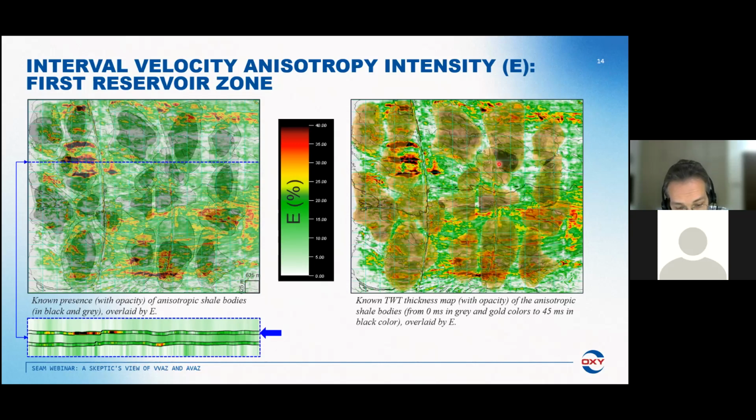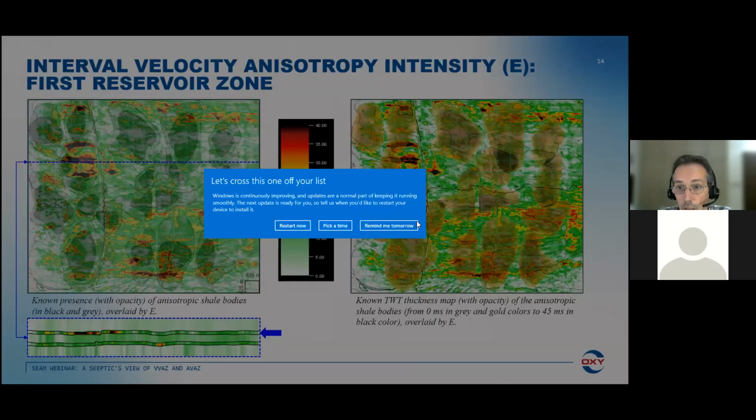Some discussions in the literature say that this is not a typical shale body thickness, and of course we cannot see the VVSA. I would, however, possibly dispute that. I don't think 100 meters is that unrealistic for a shale body to be present and to have anisotropy.